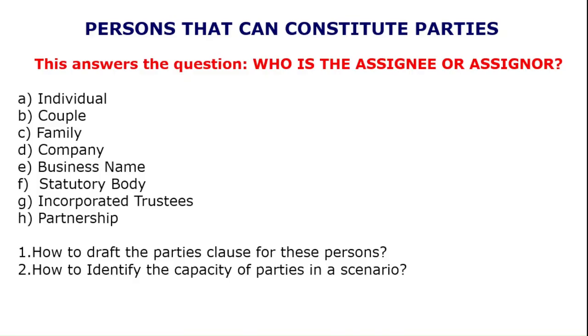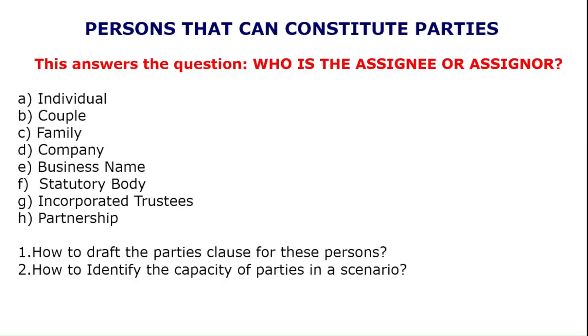It's either the assignor or assignee is an individual. That individual can be literate, illiterate, or blind. It's either the assignor or assignee, they are a couple, right? The husband and the wife, or something joint, maybe two friends coming together. It's either the assignor or assignee a family. It's either the assignor or assignee a company. It's either the assignor or assignee a business name. It's either the assignor or assignee a statutory body, right? So you know that it's possible for the assignee to be an individual and the assignor a couple. So you can mix the two together like that.